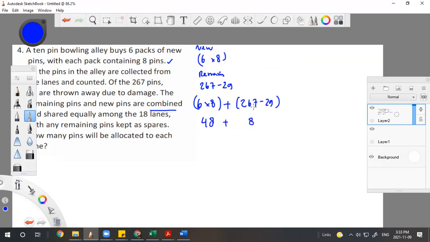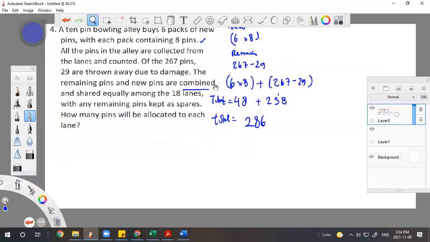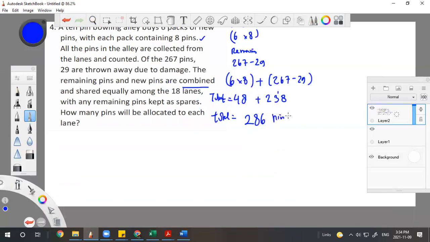So 7 minus 9, 8, 5, 5, 3, 2, 2, 2, 3, 8. And this will be the total pins, so the total pins will be 286, and you are sharing all the pins among 18 lanes. Lanes means the arcade of the bowling lane. So the pins on each lane will equal 286 divided by 18.